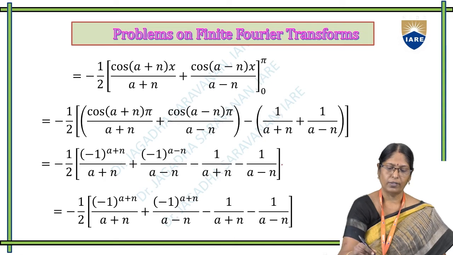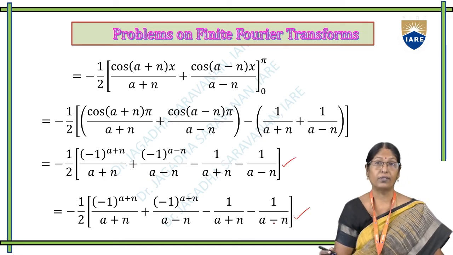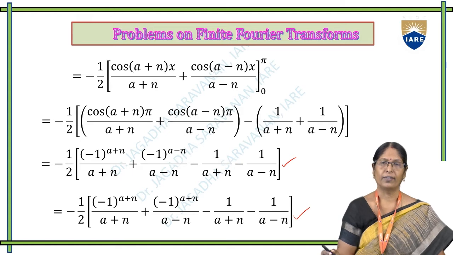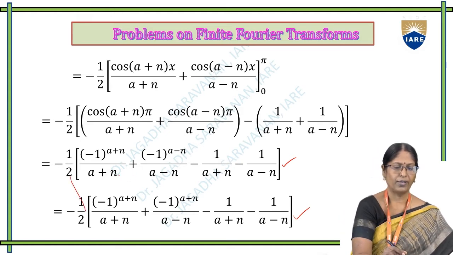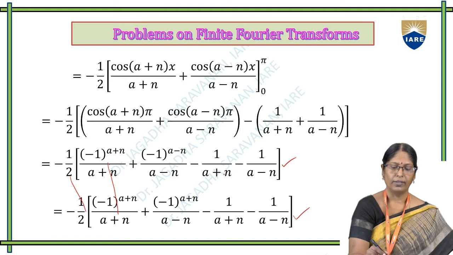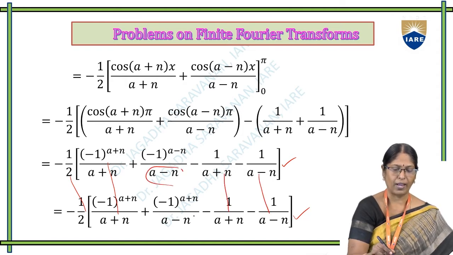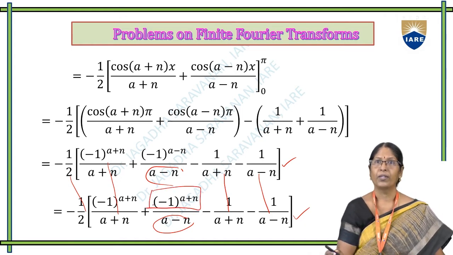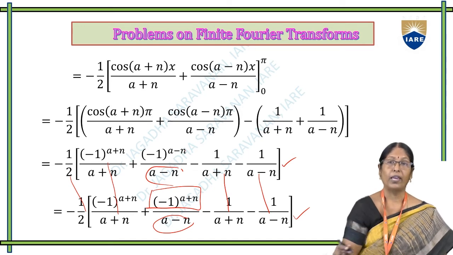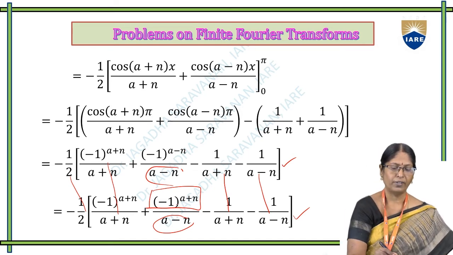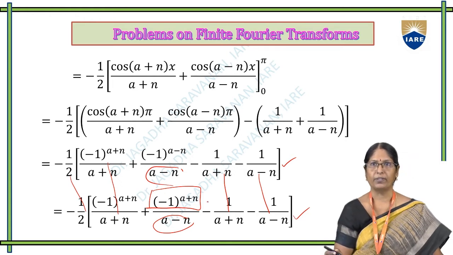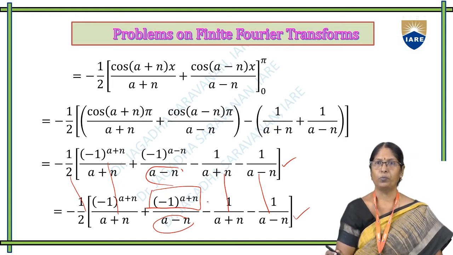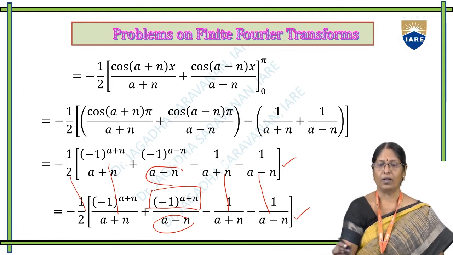Now, just note this step. Some difference is there. Everywhere it is the same as written: this term as it is, this term as it is, even here as it is. Only the change is in this term. That is, minus 1 power a minus n, we replaced with minus 1 power a plus n. Suddenly we brought in this change. First, is it mathematically correct? Can we replace it like that? Let us see.